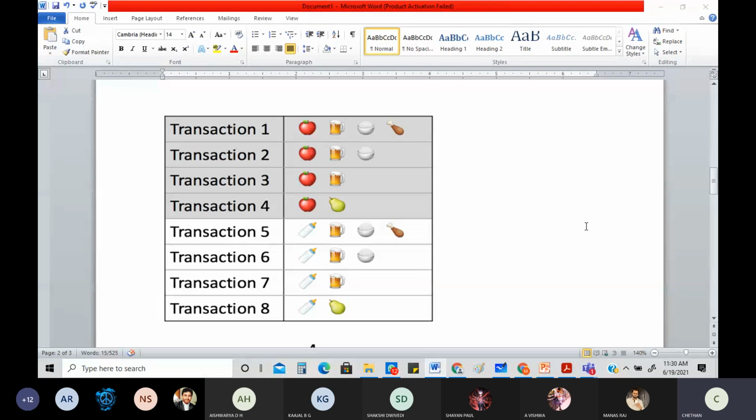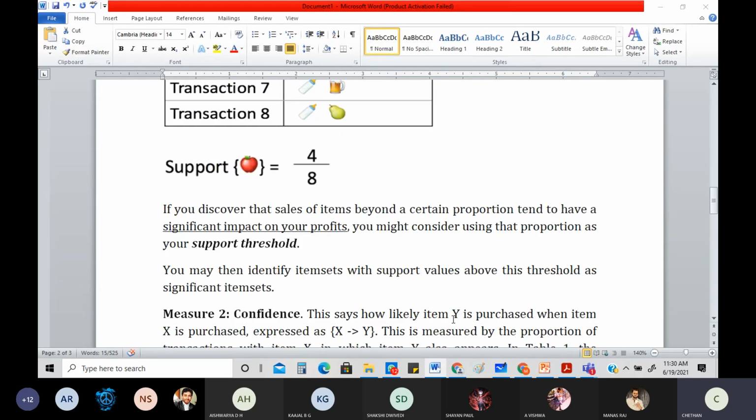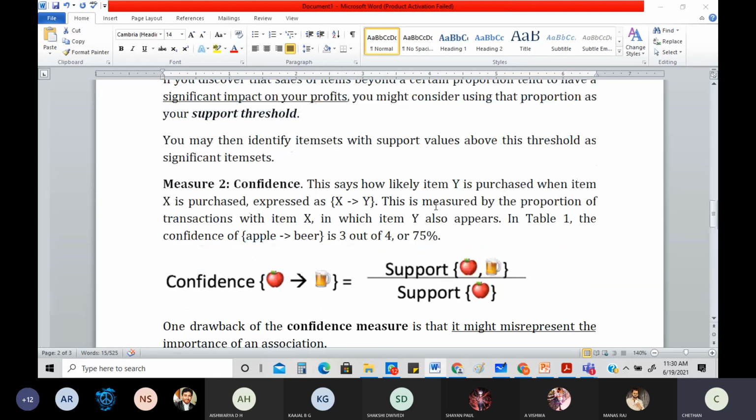3 out of 6. Now the confidence I'm getting, 3 out of 6, is only 50%. Whereas for tomatoes to beer, if I alternate these positions, I get only 50% confidence. Whereas here it is becoming 75%. Okay, that is what is being written in the next line.